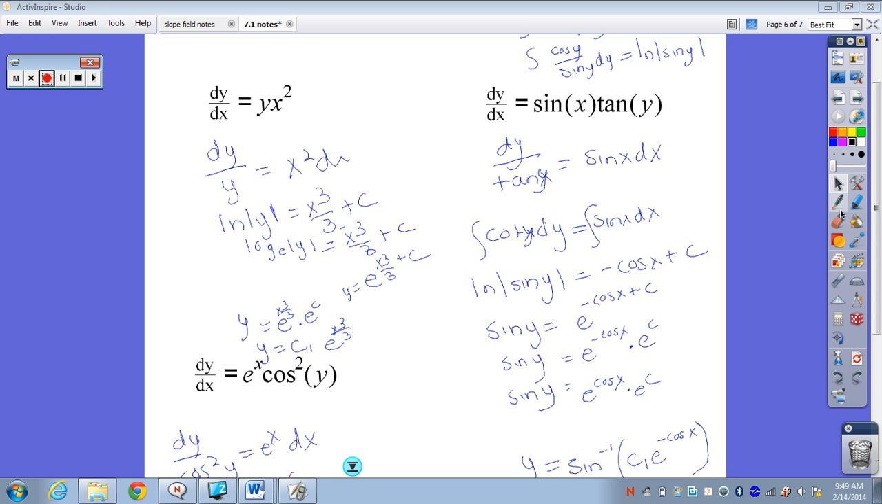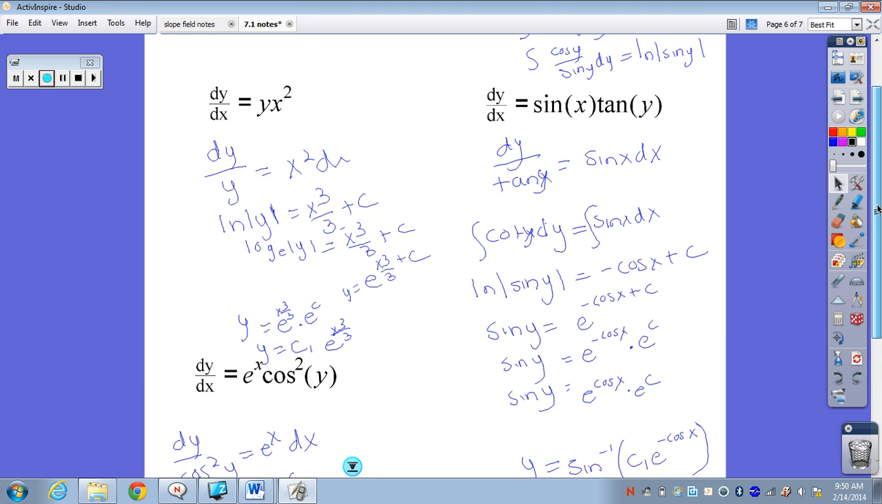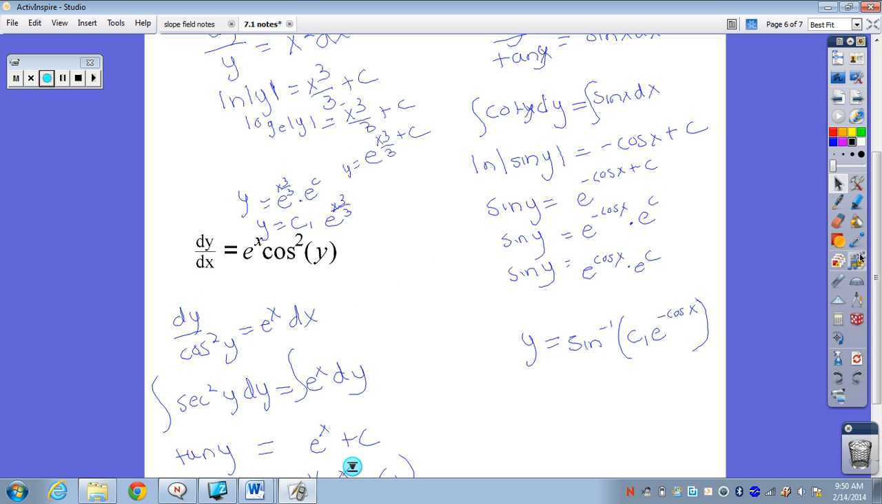Okay, so here are the 2 problems solved. So you separate the equations. Tangent of y is the same as cotangent. I solved it up here. So we know that cotangent is cosine over sine, which is sine to the negative first. The integral: sine is the inside, cosine's the derivative. The integral of something to the negative first is ln, and then if I divide by the derivative of sine, which is cosine, the cosines cancel. So I get ln of sine y is equal to negative cosine x plus c.